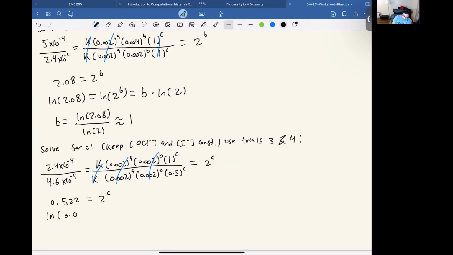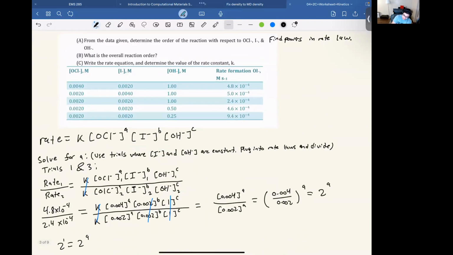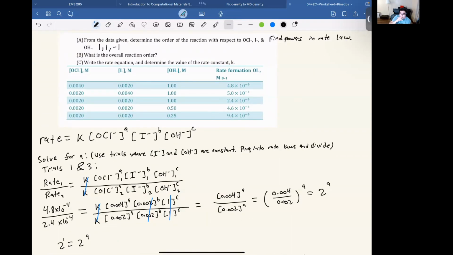Take the ln of both sides here. I'm just going to go ahead and apply the power rule right now. So I pulled the C out just as I did before, right? With B, I get C is equal to ln 0.522 divided by ln of 2, and this is about equal to -1. So these are all the answers for the powers. So it's 1, 1, and -1, and that's it. That's what the order is with respect to each of them.